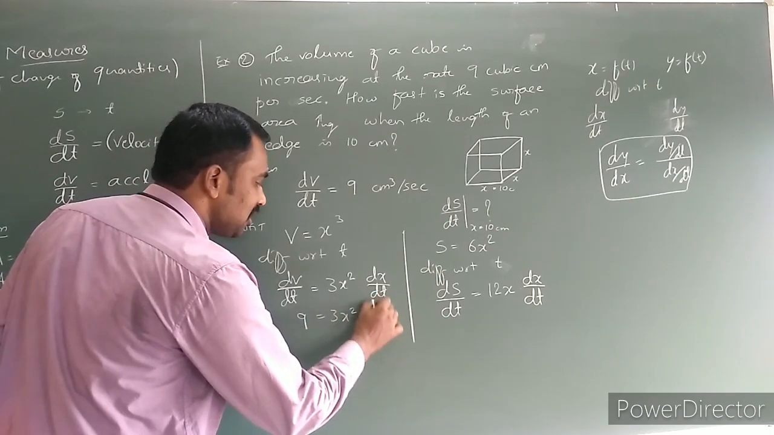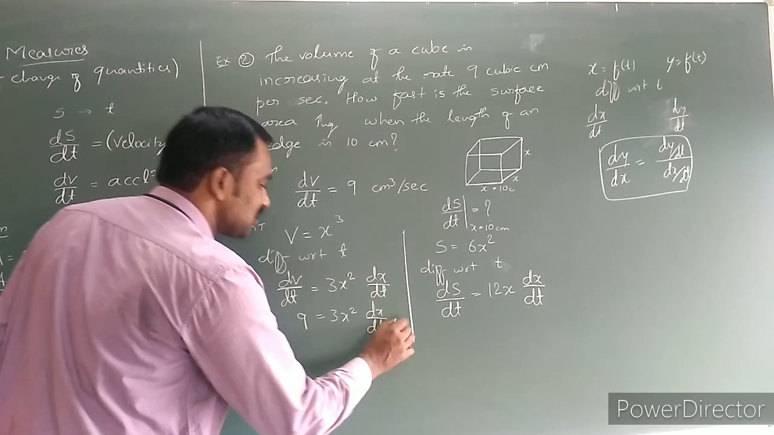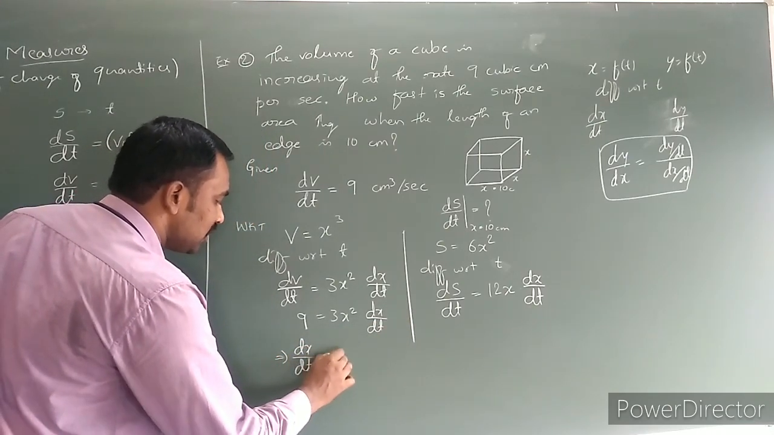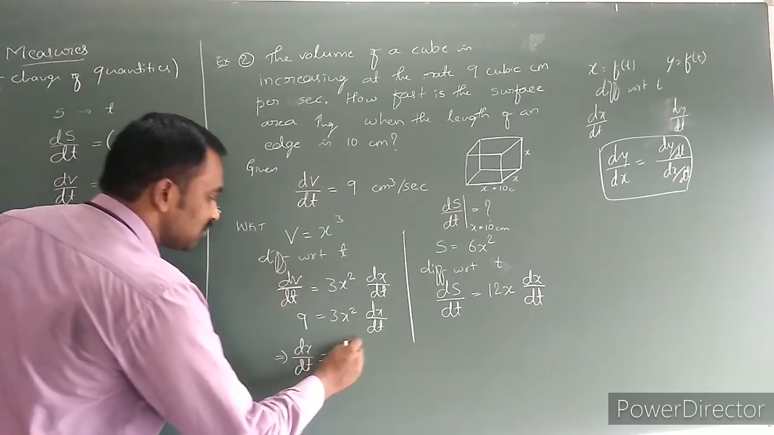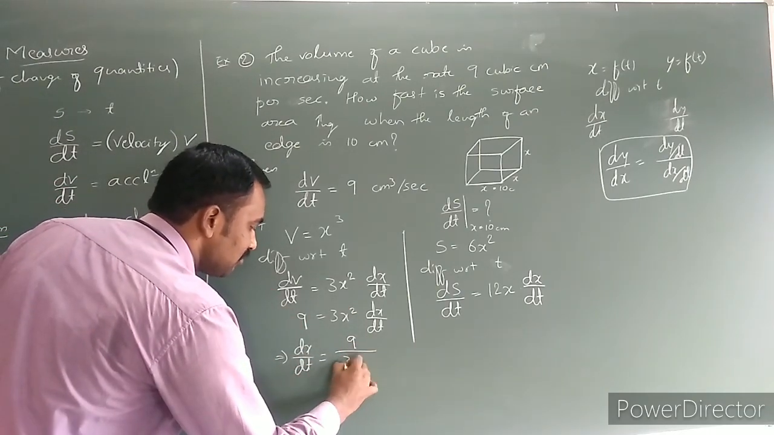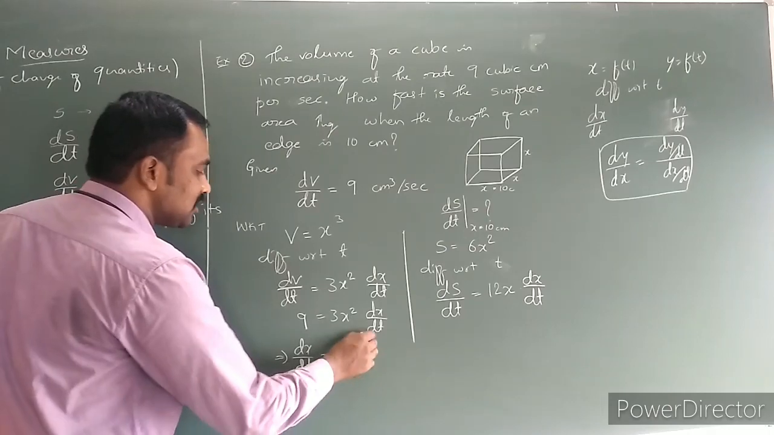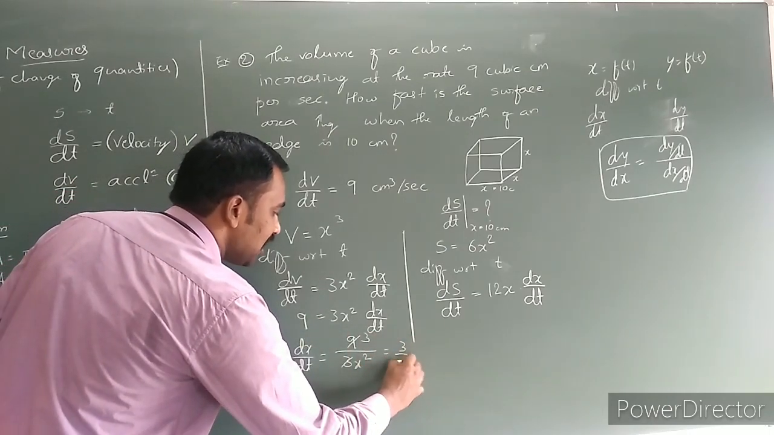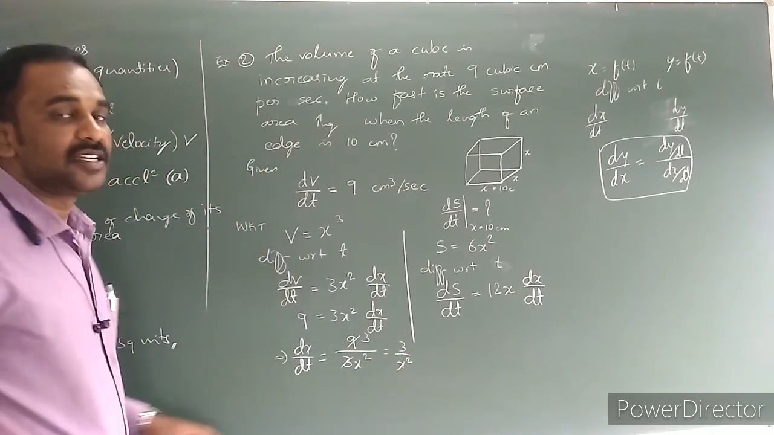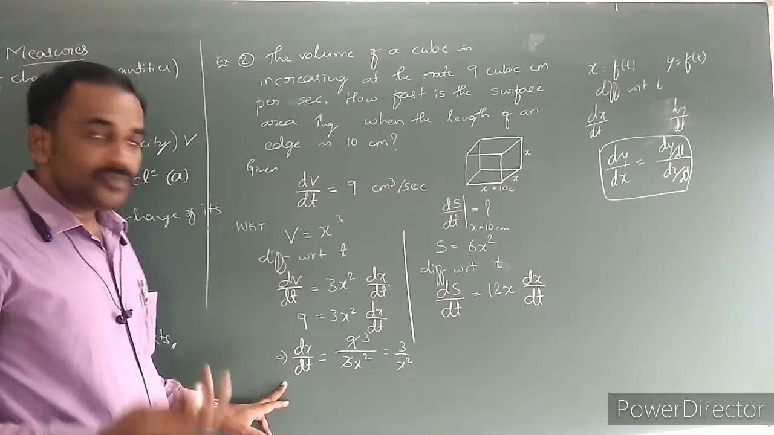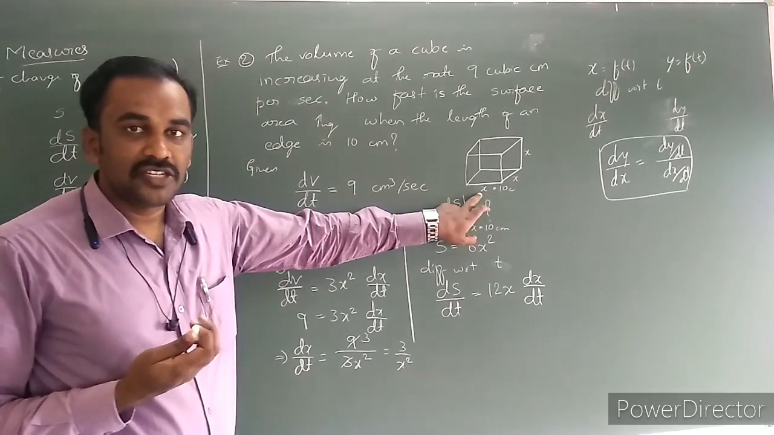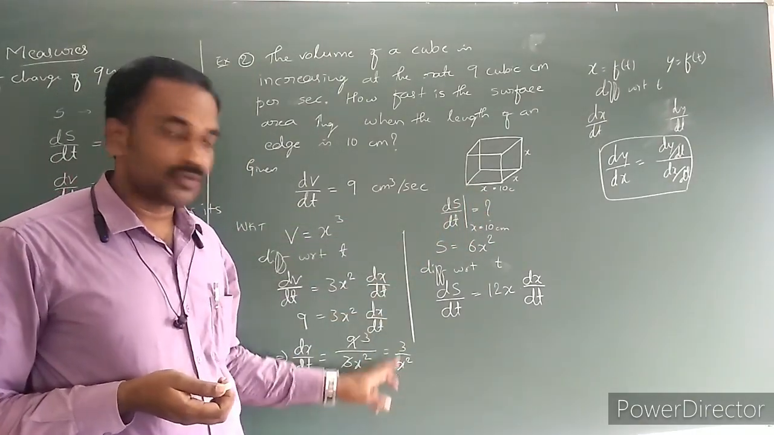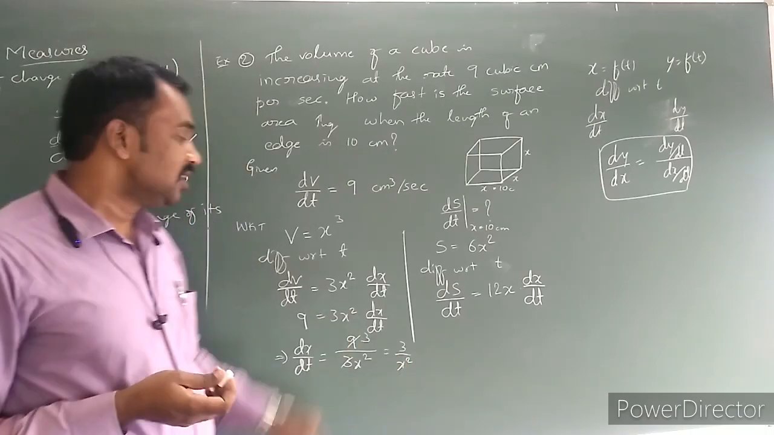Do you know the dx by dt? You don't know dx by dt. Keep it as this. Now from this we get the dx by dt. What do we get for dx by dt? Take all the terms to the left hand side: 9 divided by 3x square. 3 ones are 3, 3 threes are 9. Finally we can write dx by dt as 3 divided by x square. That means the rate of change of side length with respect to the time is 3 divided by x square, 3 divided by side length square.